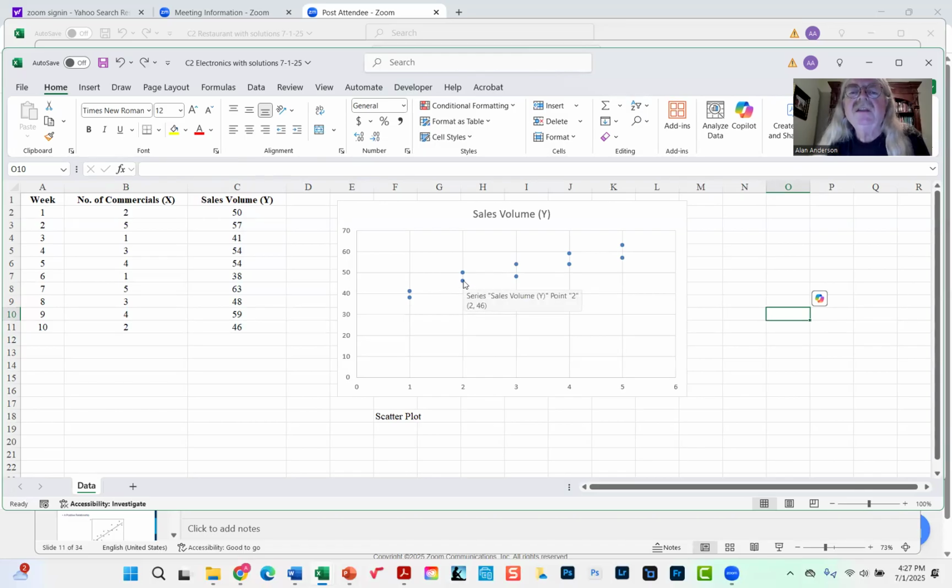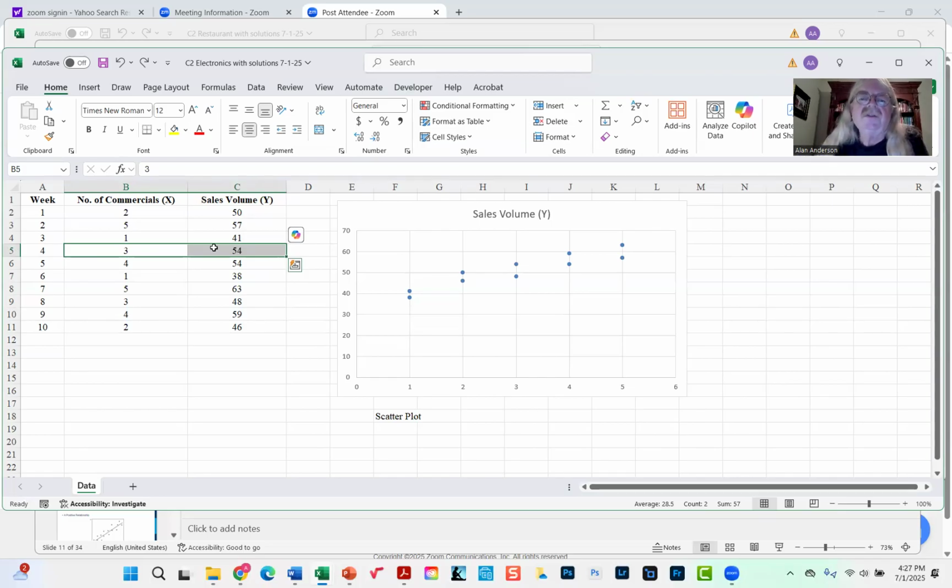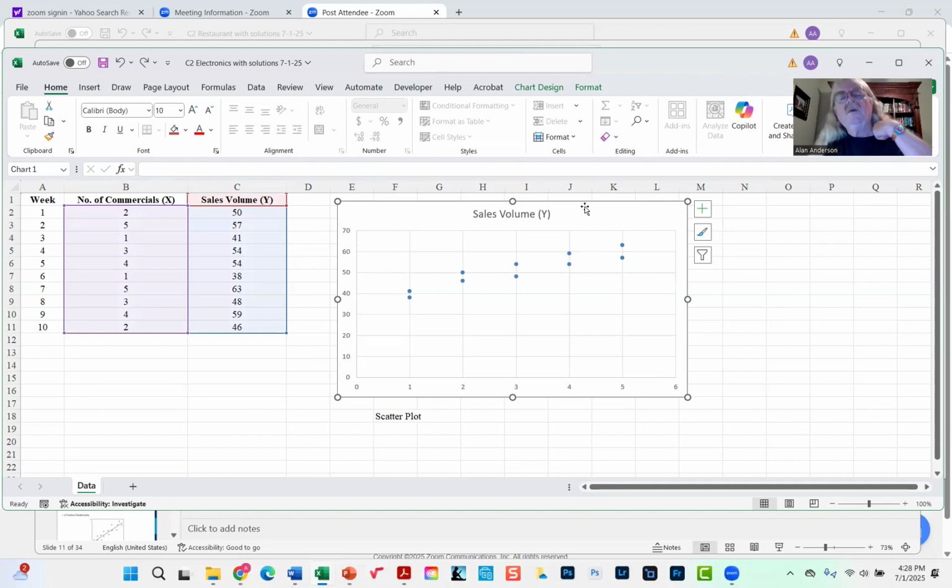You can see that this one, for example, refers to, it says 2,50. That must be this point right here then, because X is 2, Y is 50. Over here, 354, that would be this point. Okay. In other words, that's week 4. So each one of these points is a single observation on the number of commercials and on the sales volume. Now, oh, and one more thing. I'm going to show you how to label the axes. In a graph like this, it's kind of important to know which variable is which.